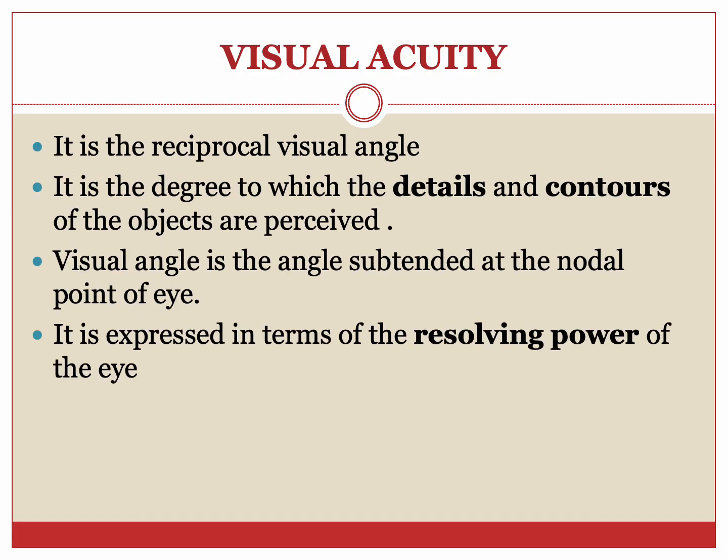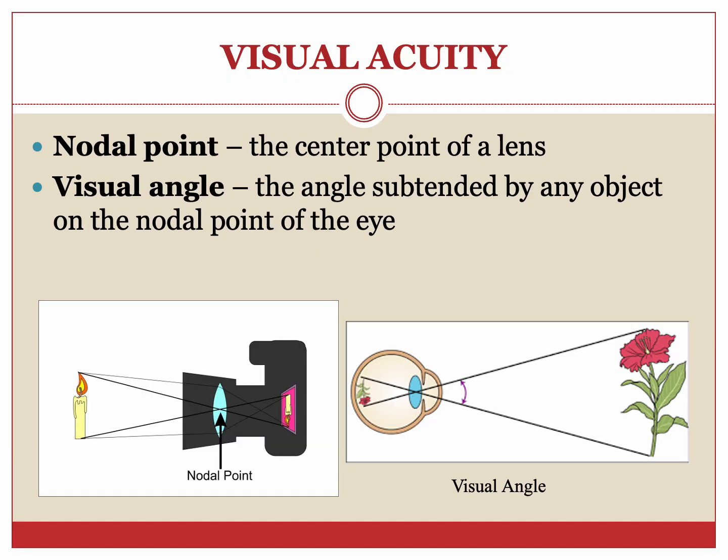So visual acuity is the reciprocal of visual angle, meaning it is the degree to which the details and contours of the objects are perceived. So what is visual angle? It is an angle subtended at the nodal point of the eye, and it is expressed in terms of resolving power of the eye. So what is the nodal point? It is the center point of a lens.